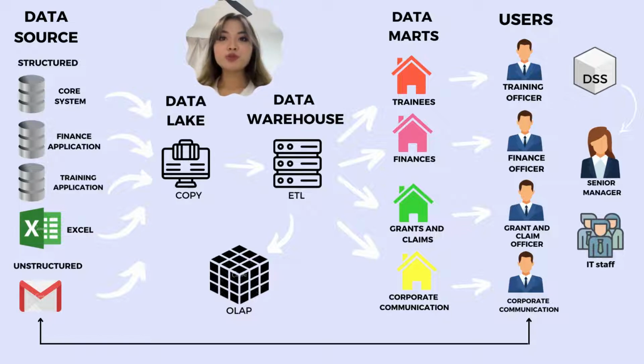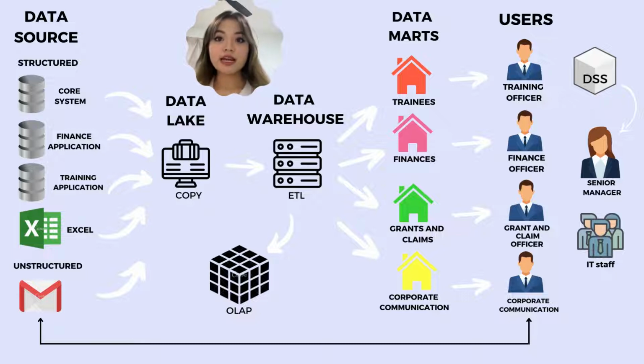Finance officers will also use OLAP to get financial information about the company, such as the company financial statement and cash flow. Grant and claim officers will use online analytical processing, which is OLAP, to find out about the employees and business claims. Next, OLAP will be used by corporate communication to get information about employees, such as their address, length of employment, and other information. And then, senior management will use the decision support system, which is DSS, to plan for the company, analyze new ventures, make decisions, and model the future.